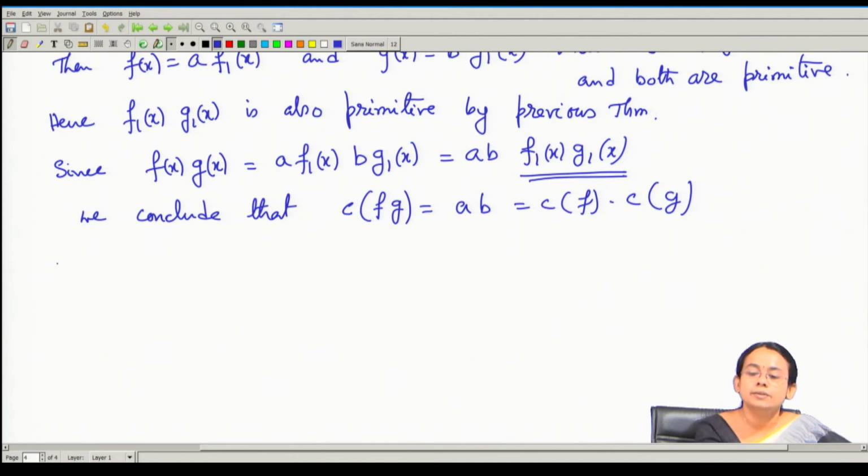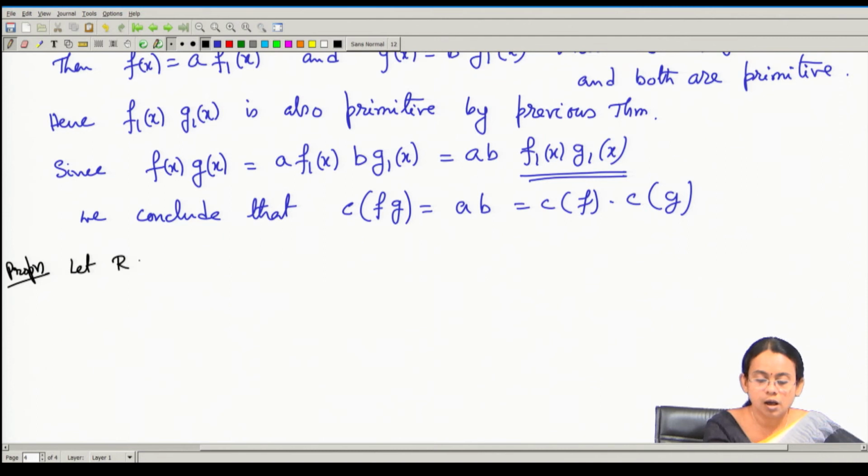Now the next result that we will need to prove the main theorem is the following. It says that if you have two polynomials which are associates in the polynomial ring over the quotient field, then they will also remain associates in R[x]. So let R be a UFD with quotient field K.